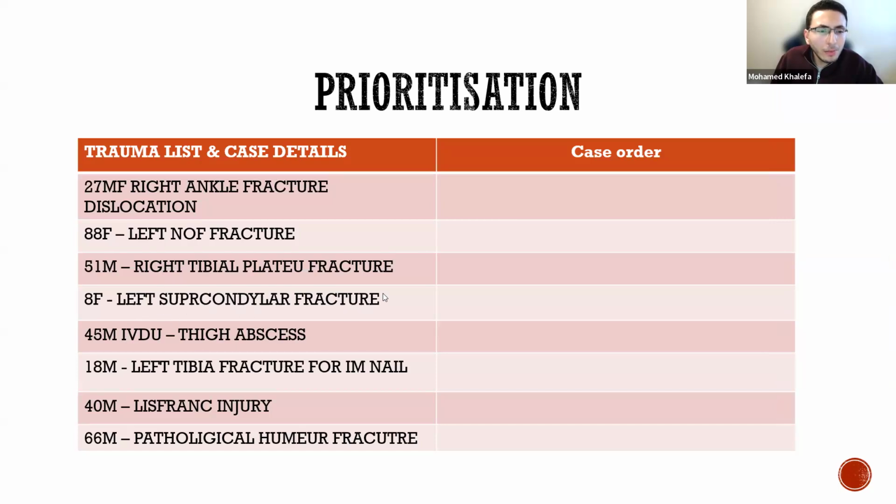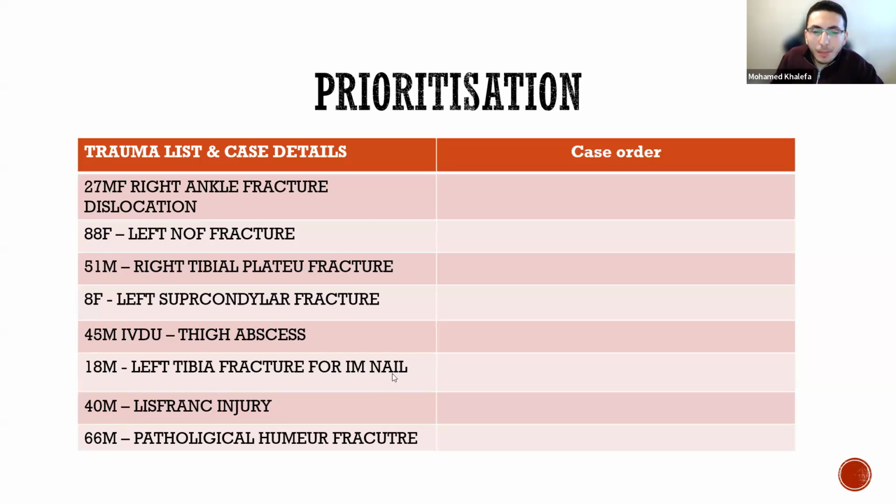Left supracondylar fracture. Again, like the case we did before. Is it pale pulseless? Is it pink pulseless? Is it pink and with pulse? And what type of supracondylar fracture? Is it displaced or non-displaced? IVDU site abscess. Any abscess, you ask about infection risk, you ask about sepsis, if this patient is in sepsis or not.